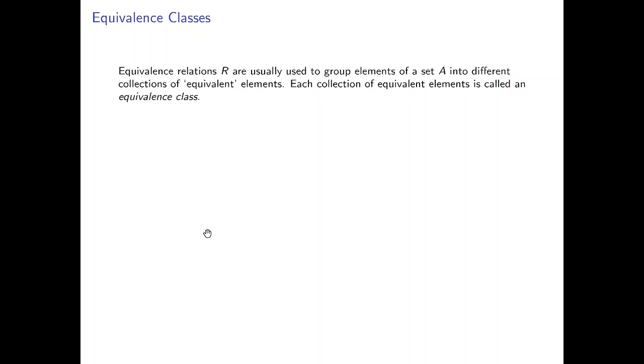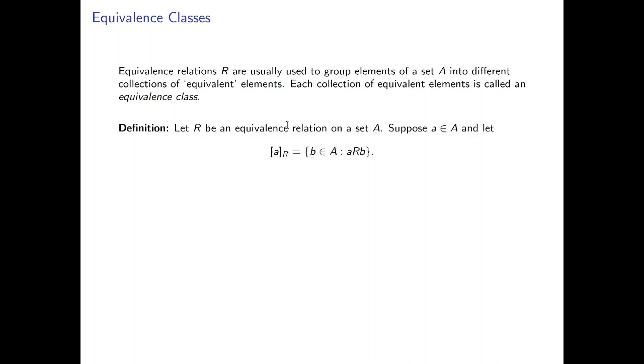Typically they'll be used to group elements of a set into different collections of equivalent elements. Each such collection will be called an equivalence class. So let's give the formal definition. Let's say I have a set A with an equivalence relation R on the set A.